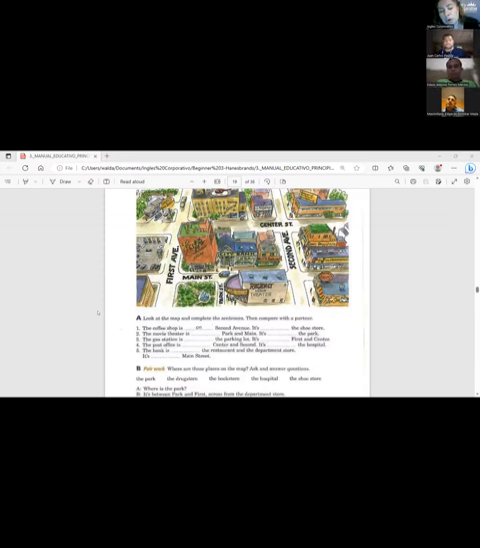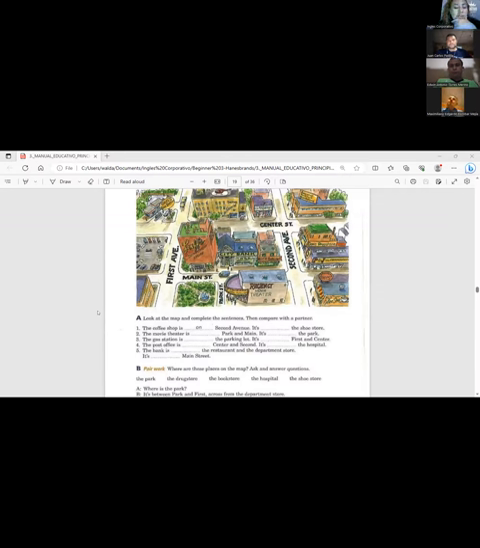Something else you can tell me about the park? It's across from the movie theater. Yeah, very good. It's across from the movie theater. Excellent. We can also say it's across from the department store.